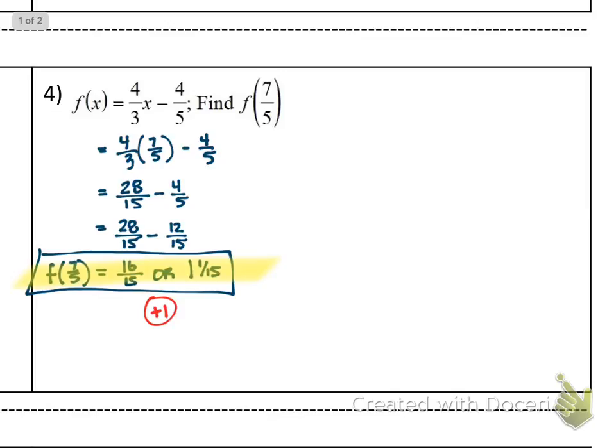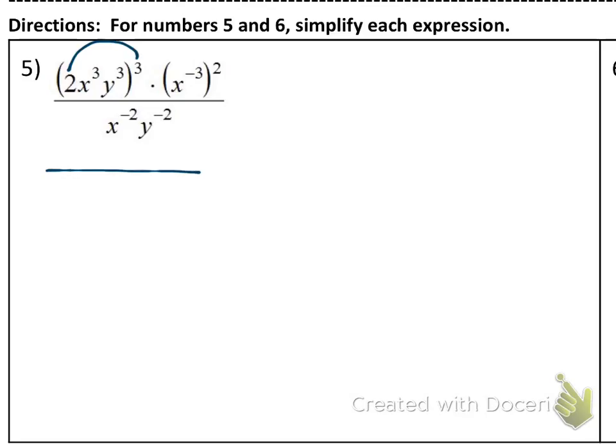Alright, students, here we go. Number 5. This is a problem we've done before on your particular lesson. So here we go, Number 5 and 6. Simplify, which means we just want to break things down and simplify them.